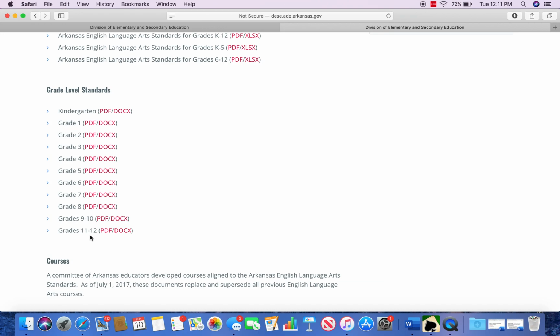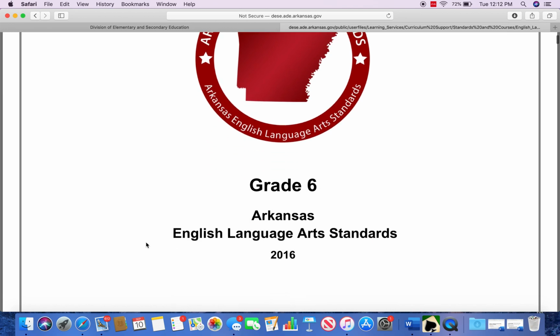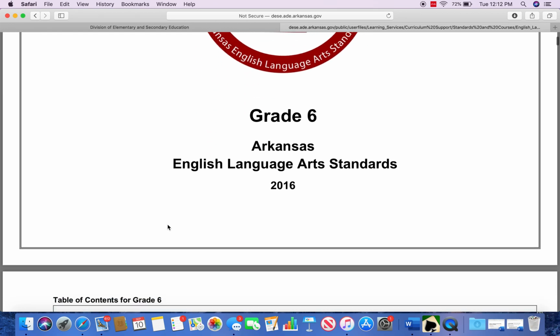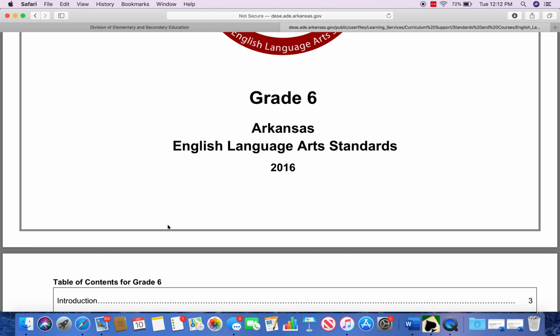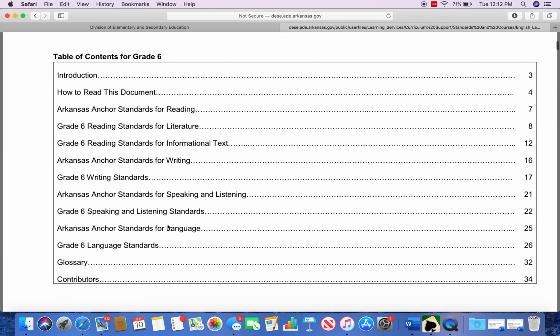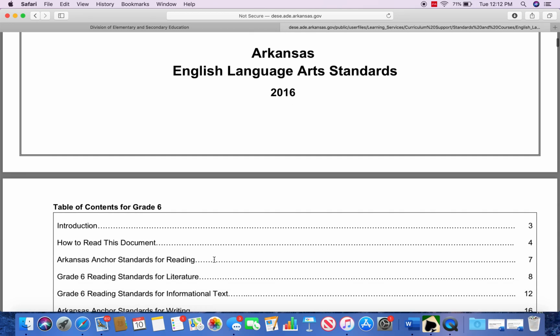That means that it's introduced in the 9th grade and it's reinforced in the 10th grade. So yes, they will have the same standards. You just emphasize it a bit stronger if you're a 10th grade teacher. Introduced in the 11th grade, re-emphasized in the 12th grade. Okay, so I'm going to open the PDF version of the 6th grade English language arts. And when you open this, this is what we have, grade 6, Arkansas English Language Arts Standards. Okay, and these were developed in 2016.